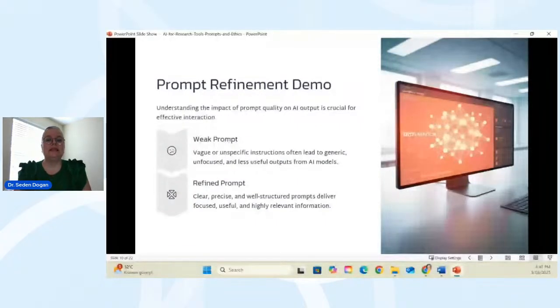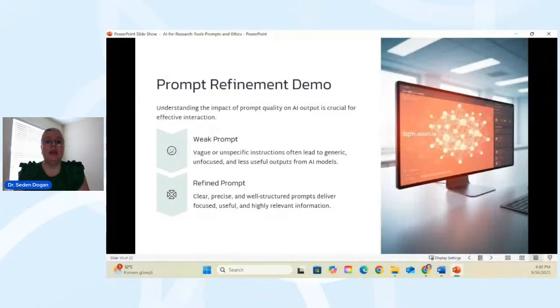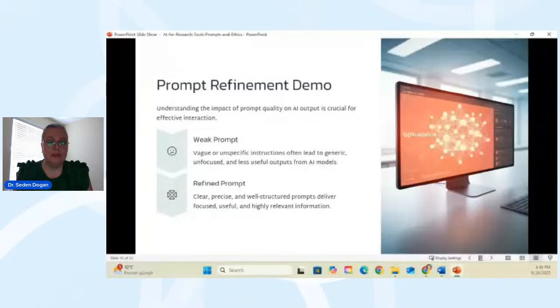So let's get practical now, okay? I have some prompt bank for you for different stages of research. But the idea here is not that AI writes your paper, but that it helps you get unstuck, save time, and actually widen your perspective.